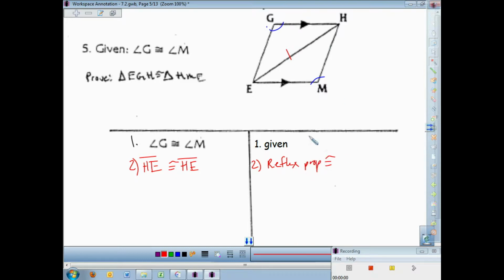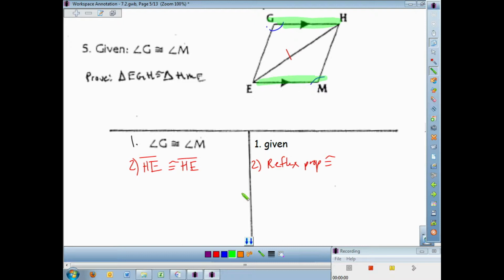So, boom. Now, do I have enough information to prove those two triangles congruent? No. So I keep going through the checklist. So shared sides used up. Next thing's parallel lines. Yes, I do have some parallel lines, so I'm going to get some angles out of that. Here's the parallel sides.